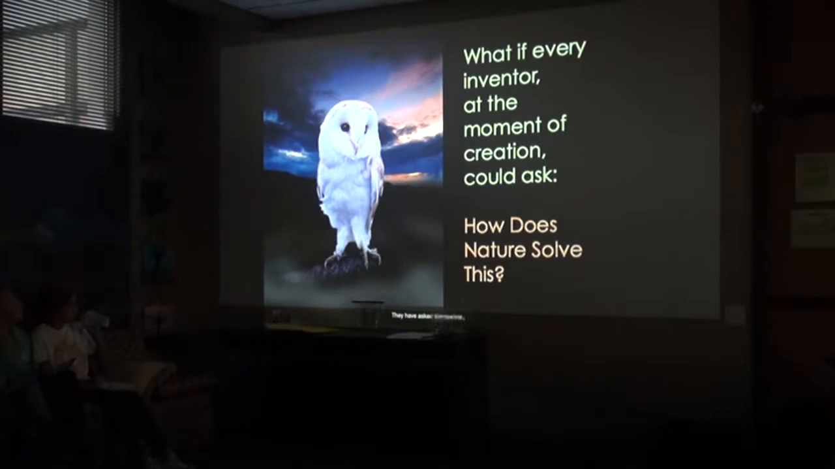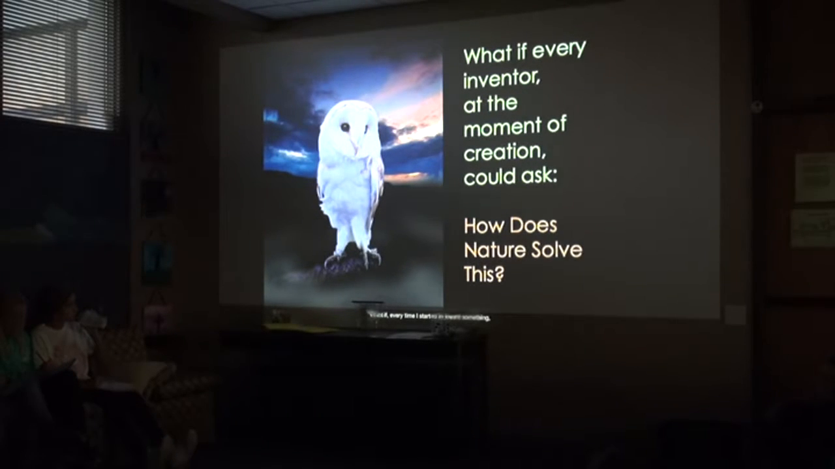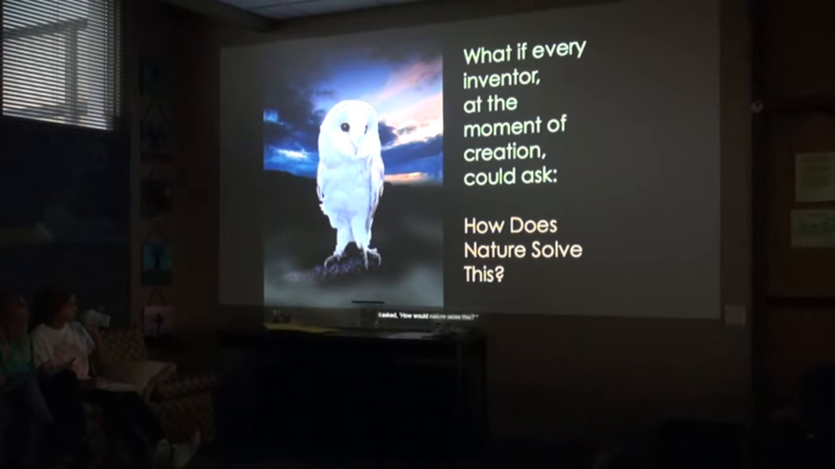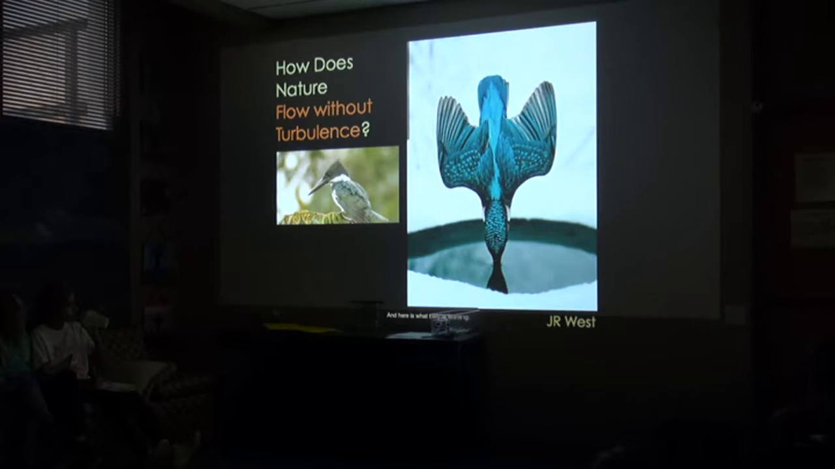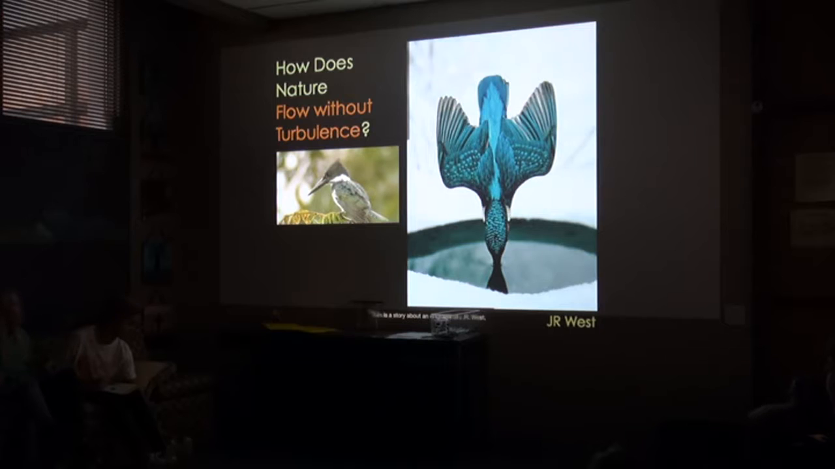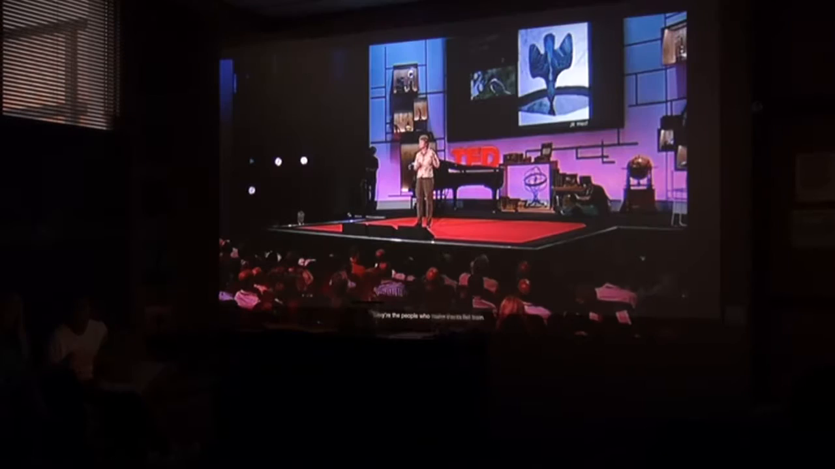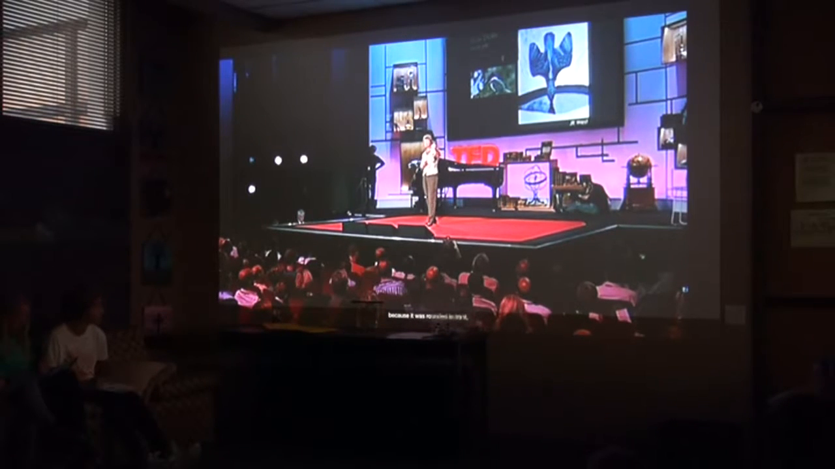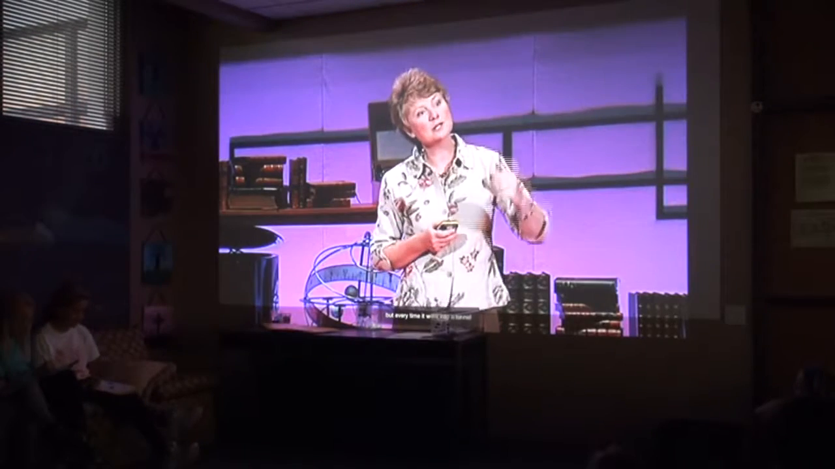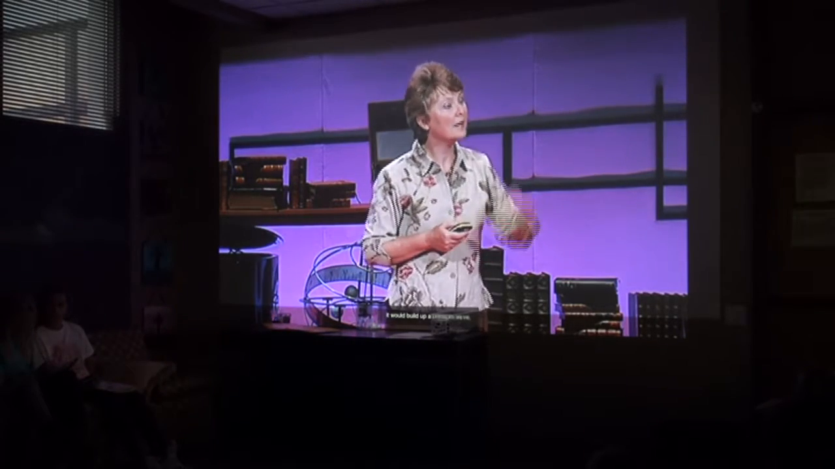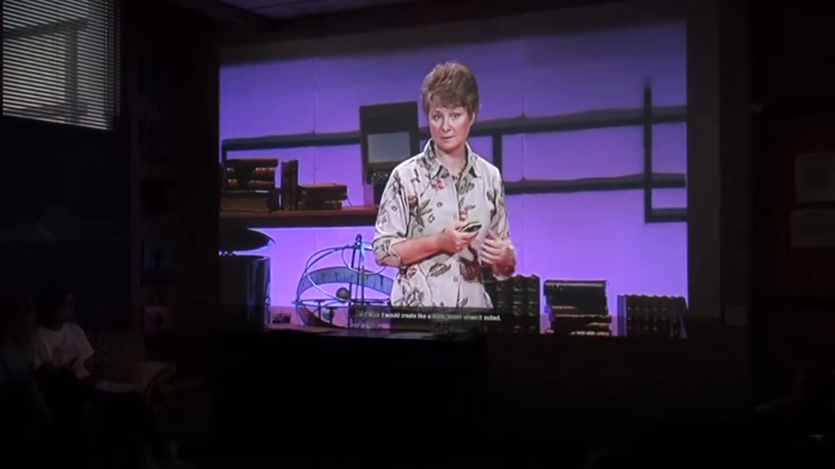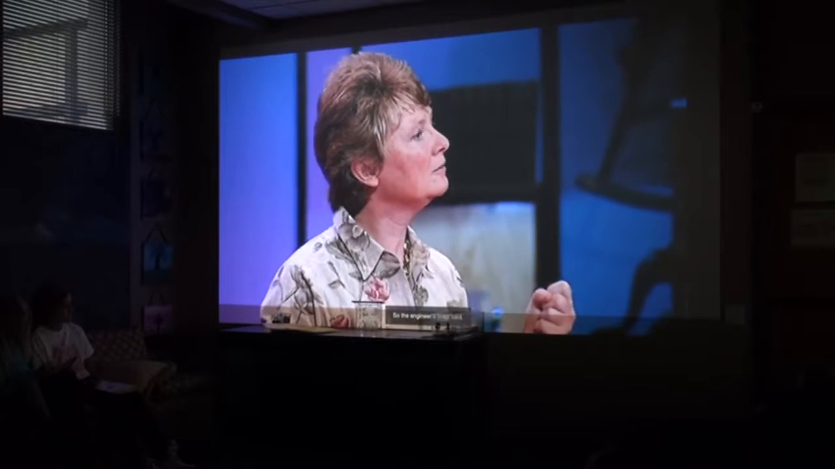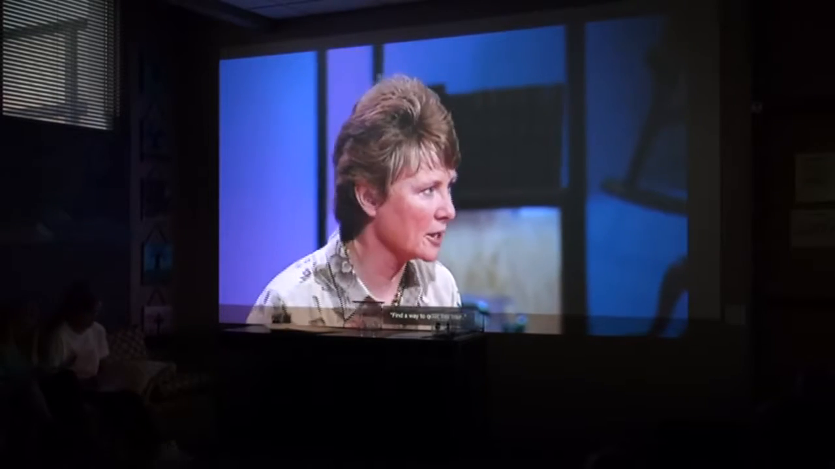They have asked themselves, what if every time I started to invent something, I asked how would nature solve this? And here's what they're learning. This is an amazing picture from a Czech photographer. This is a story about an engineer at JR West. They're the people who make the bullet train. It was called the bullet train because it was rounded in front, but every time it went into a tunnel, it would build up a pressure wave, and then it would create a sonic boom when it exited. So the engineer's boss said, find a way to quiet this train.